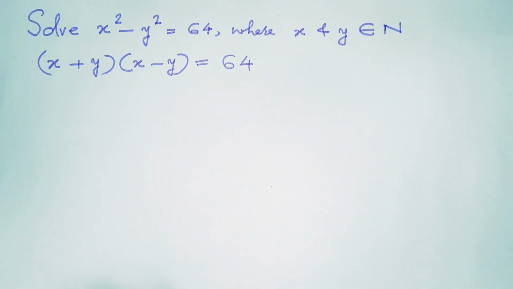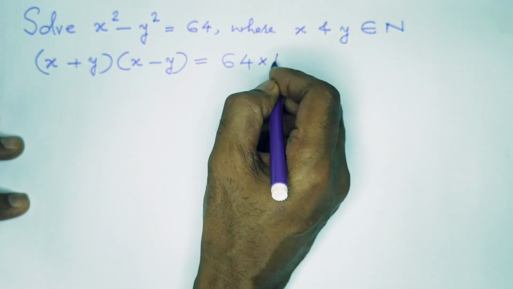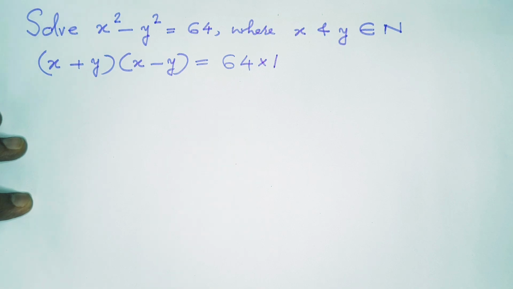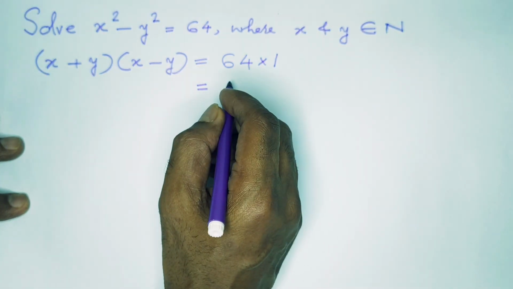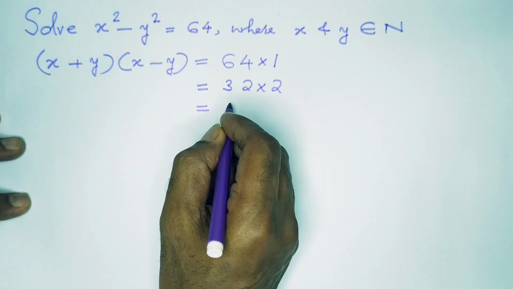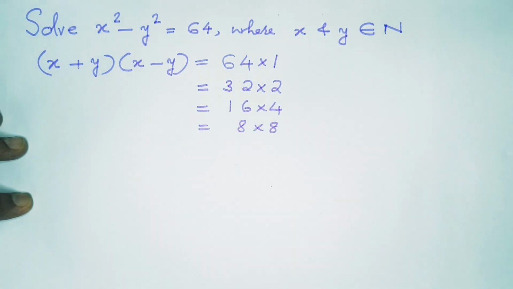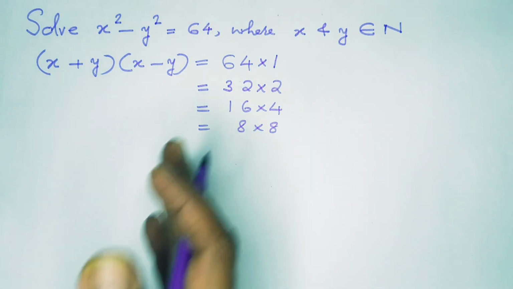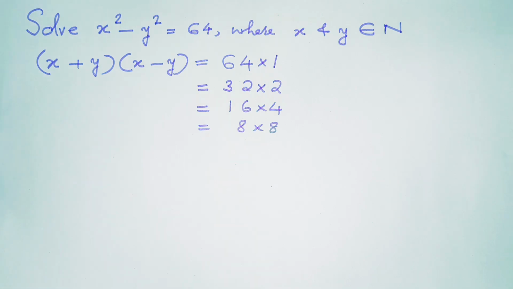Since x and y are natural numbers, let me split the right side number as a product of two natural numbers in whatever possible ways you can. The first one is 64 multiplied by 1. Next one, 32 multiplied by 2. Then 16 multiplied by 4. And the last one, 8 multiplied by 8. There are only 4 ways you can split the number 64 as a product of two natural numbers.